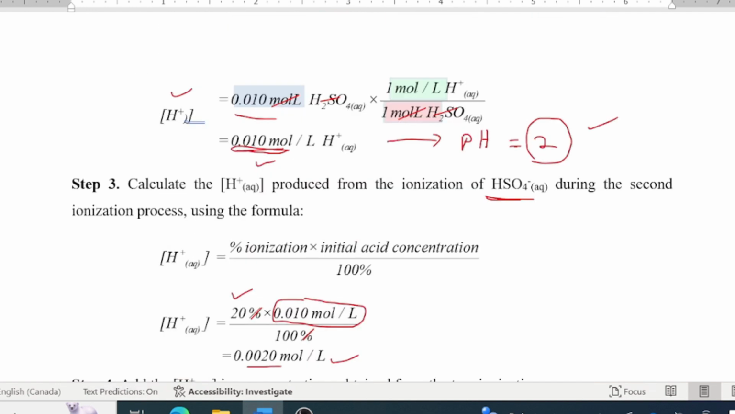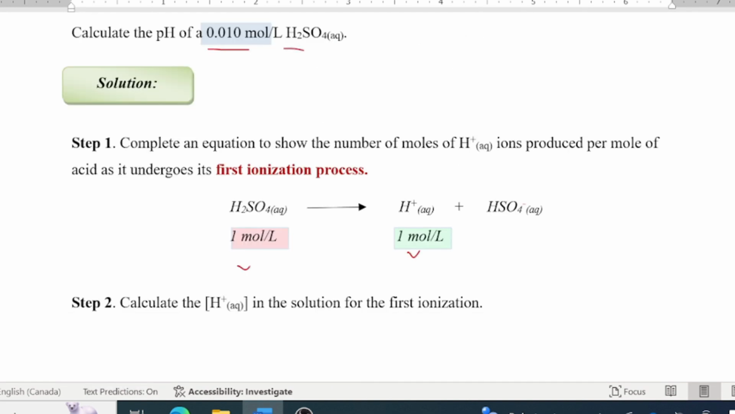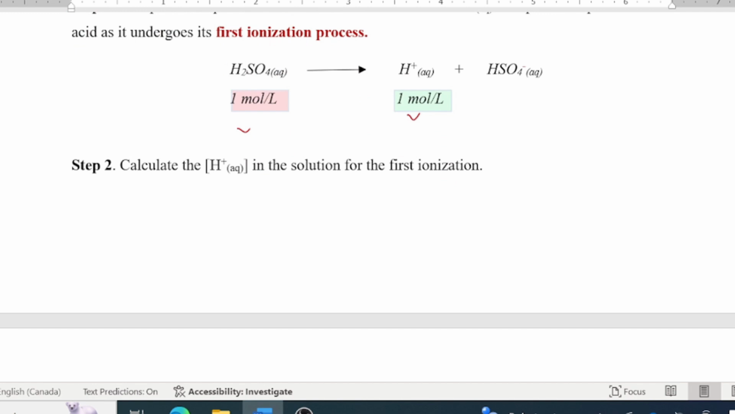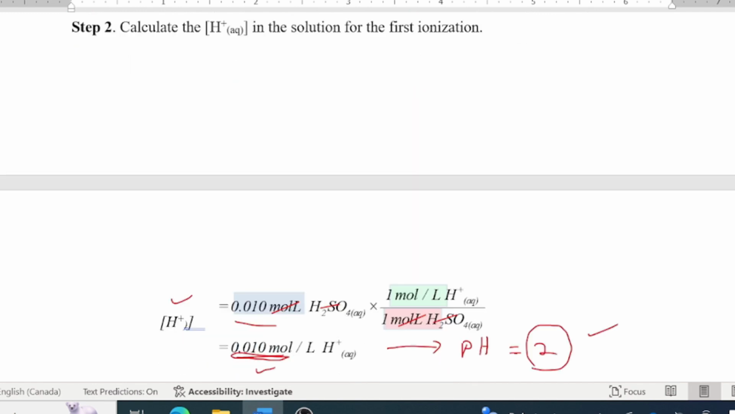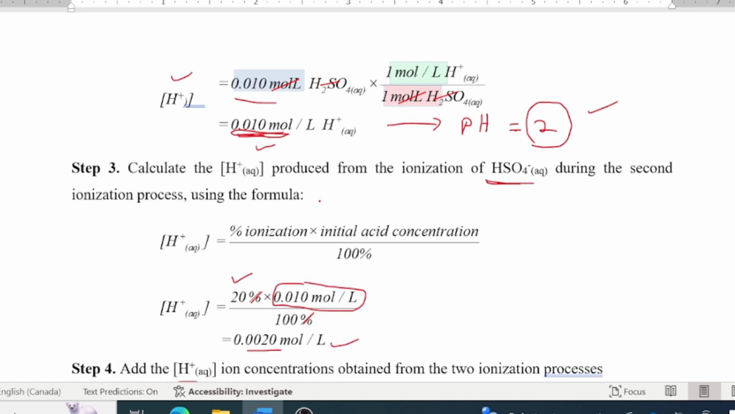Let's go over that again. For some acids like sulfuric acid, the first hydrogen comes off freely, so we can find the concentration of that, and we get the concentration to be this, okay? Now the hydrogen sulfate ion is only partially ionized, which is 20% ionized, so we know the first one was that, so 20% of this will be 20 times that.